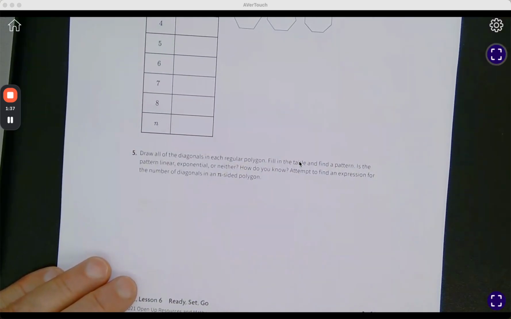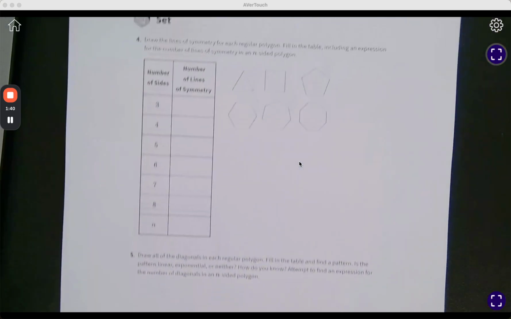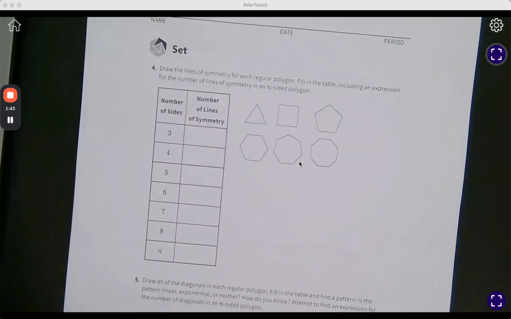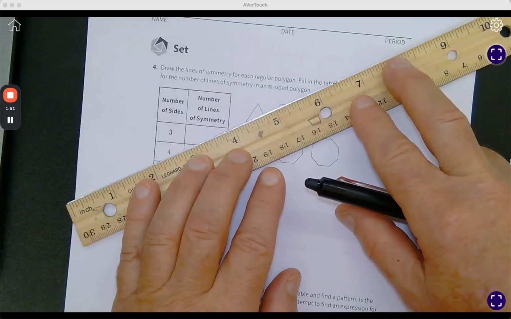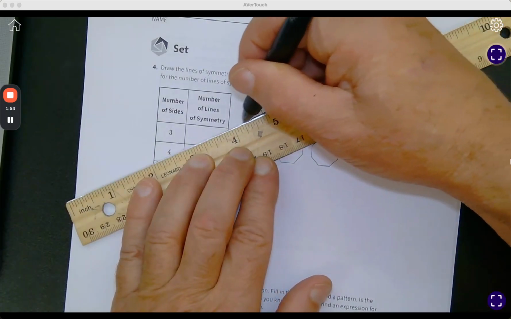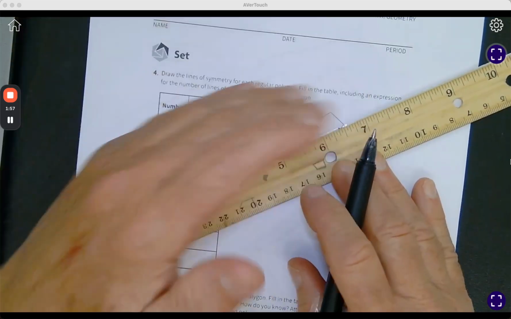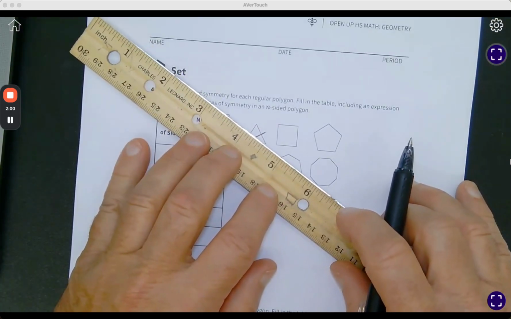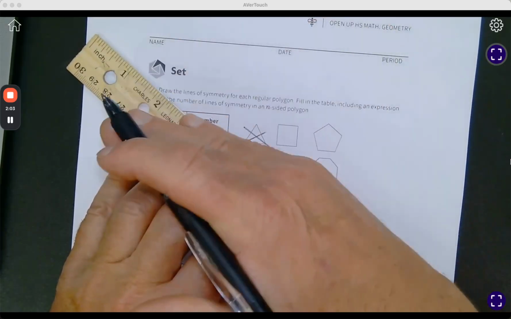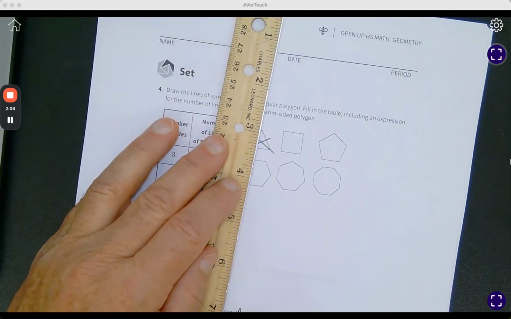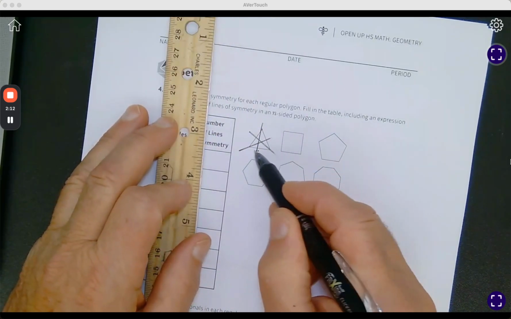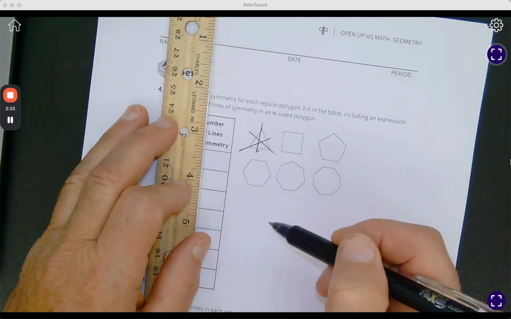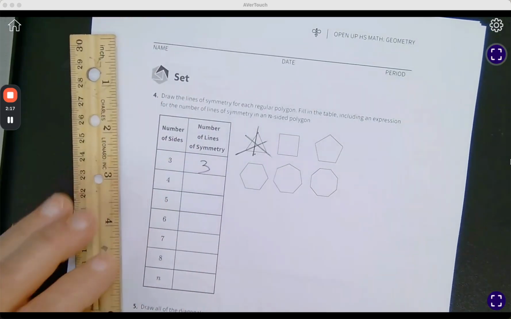Let's move on. Okay, number of lines of symmetry. Symmetry means it looks the same on both sides, right? If you flip it over the line, there is a line of symmetry. Notice right there, if I flip it over there, it's the same. If I flip it over there, it's the same. That is a line of symmetry, from the vertex to the middle of this side. So there are 3 lines of symmetry in a triangle.